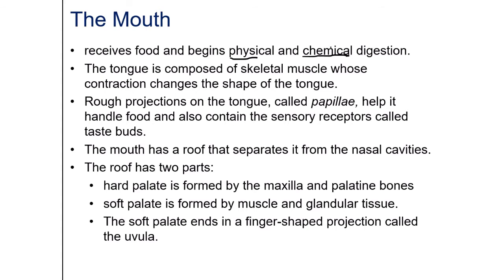Chemical digestion involves chemically breaking down the macromolecules in the food. So if you're eating the carrot, there might be some starch in it, and then you will be breaking them down into glucose molecules. That would be an example of chemical digestion. So in the mouth, both types of digestion take place, and I'll tell you more about the chemical digestion aspect coming up in the next slide.